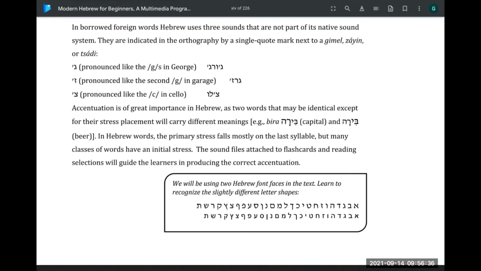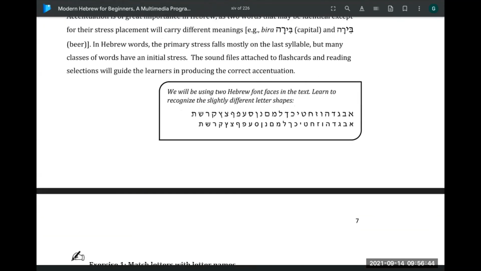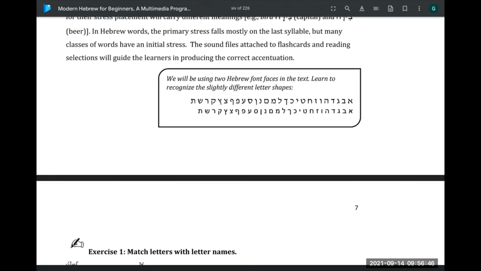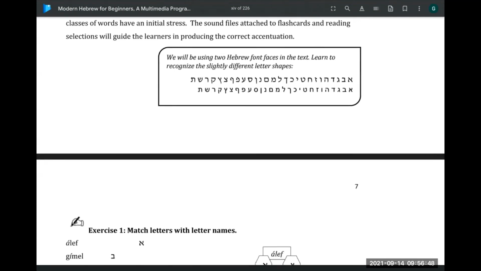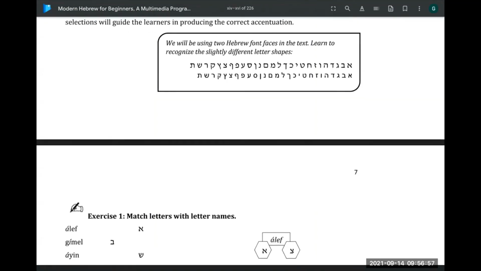All right. So in Hebrew words, the primary stress falls mostly on the last syllable. But many classes of words have an irregular stress. The sound files attached to flashcards and reading sections will guide the learners in producing the correct accentuation. We'll be using two Hebrew font faces in the text. Learn to recognize the slightly different letter shapes.